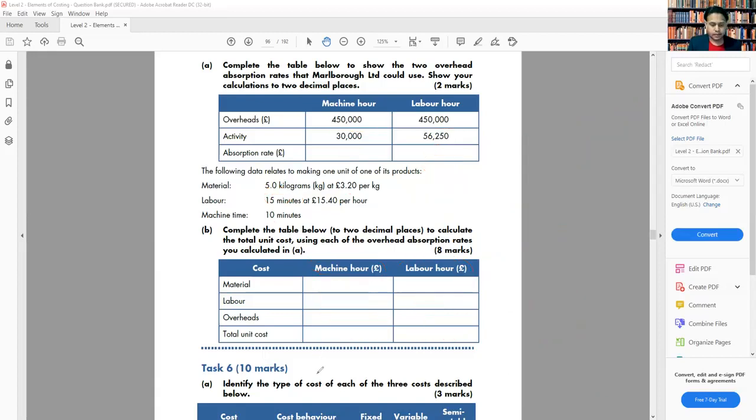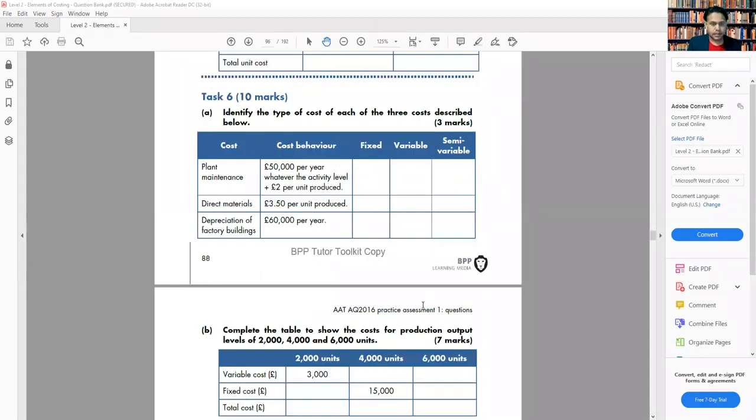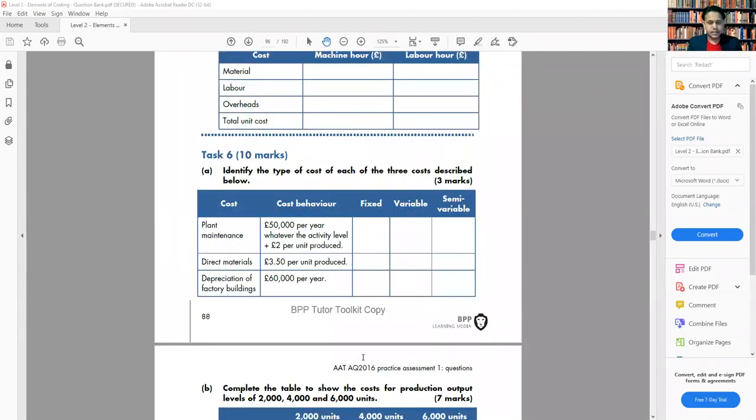Let's have a look if we can do one more question. This one we have the cost behavior. So the first one, they said identify the type of cost of each of the 3 costs described below. Cost behavior, like we have some costs that are variable, some costs that are fixed, some semi-variable, some are like step cost. So you need to see what type of cost it is.